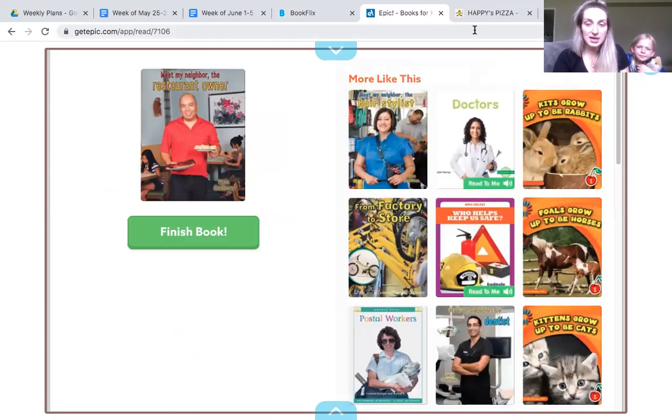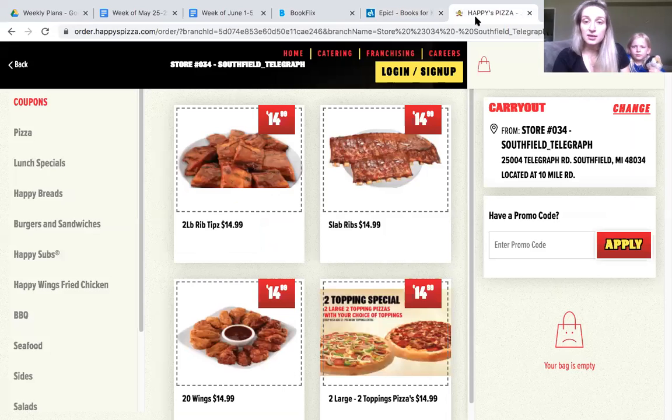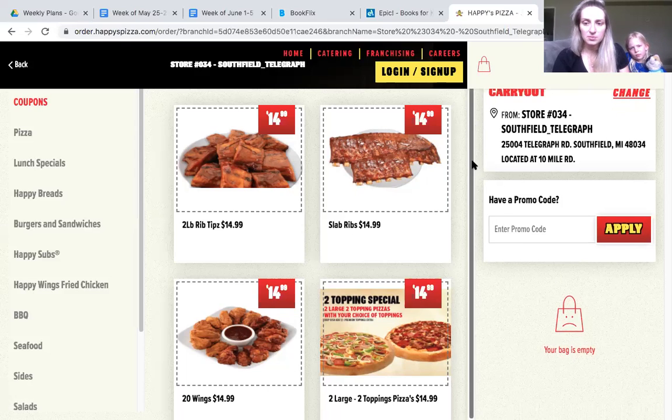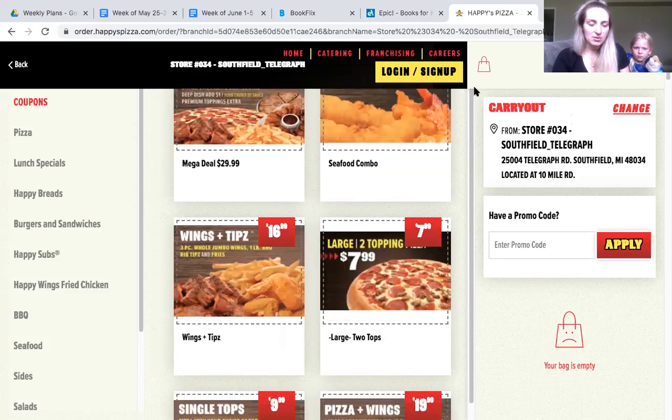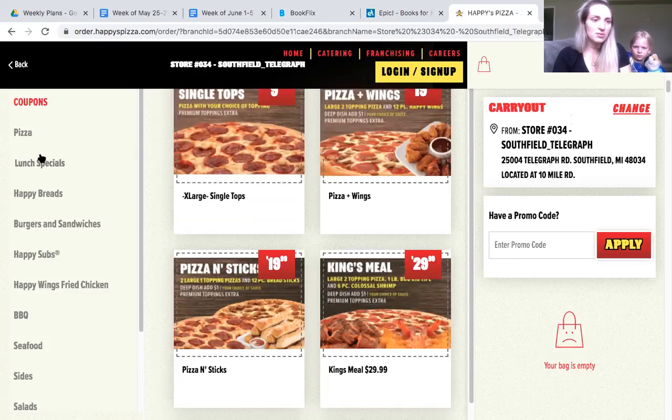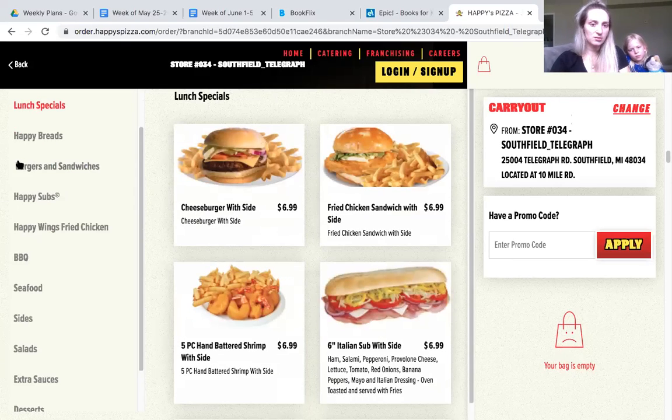Okay, so the next part of this activity that I talked about was going to be looking at a menu to compare some items. The menu that I'm using today is for Happy's Pizza. That's something that's pretty close to Franklin, so I thought that would be a good option for us. I'm going to go down here to, let's do first, lunch specials. Let's see what kind of lunch specials they have. Okay, we're going to look at these first two here to compare.